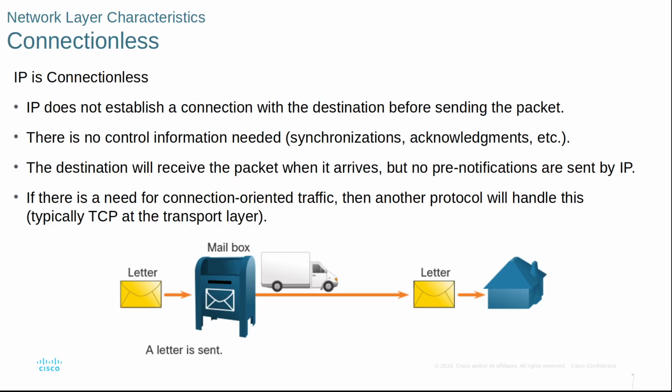If we need connection-oriented traffic, then we deal with another protocol at the transport layer, usually TCP, and that's coupled with IP. That's why you tend to see TCP/IP as a protocol suite, right? TCP will take care of the connection-oriented portion. IP operates independently of it. And if you don't need that, then you're using UDP, right?